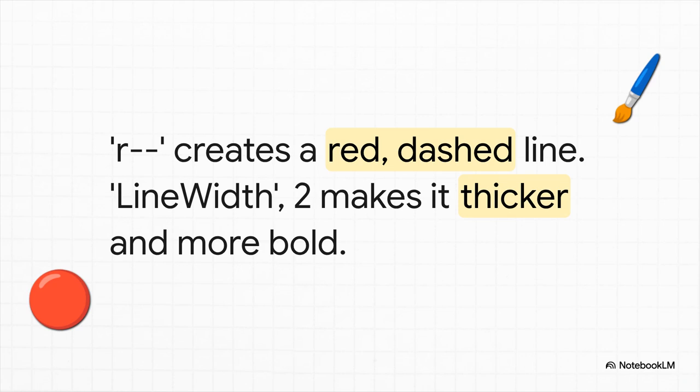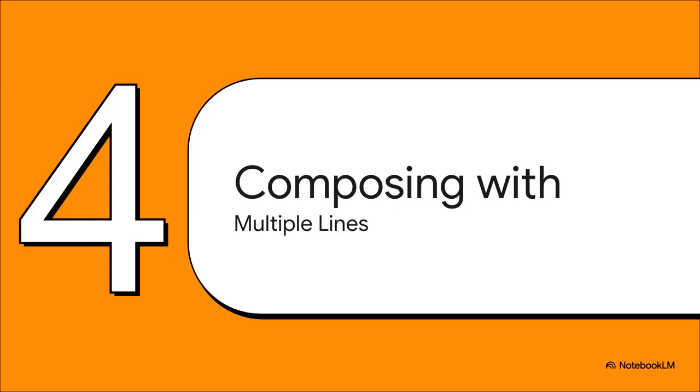You can think of these arguments as choosing your tools from an artist's toolkit. That r-- string, that tells Matlab we want a red dashed line, kind of like picking a specific paint color and a cool line style. And LineWidth, 2, that's like switching to a thicker brush to make our stroke more bold and much more visible. You know, great art is often about the interplay between different elements, right? Our composition is looking good, but let's make it a little more complex, a little more informative, by adding a second line right onto the same canvas.